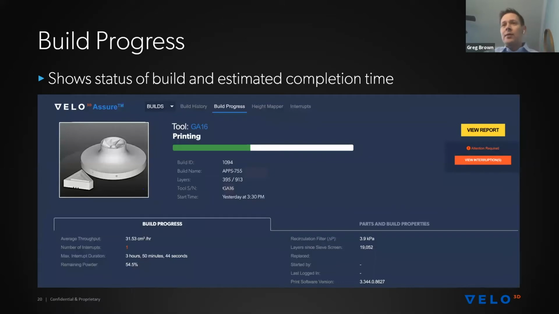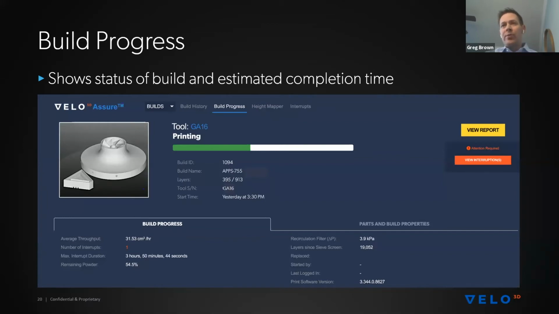So that sort of gets to the tool health characteristics of that. There's also additional information that you get out of Assure related to what's actually going on with the build. So if you click on what's going on the build right now, or you can go back in time and look at the build history of what's printed on that machine before.